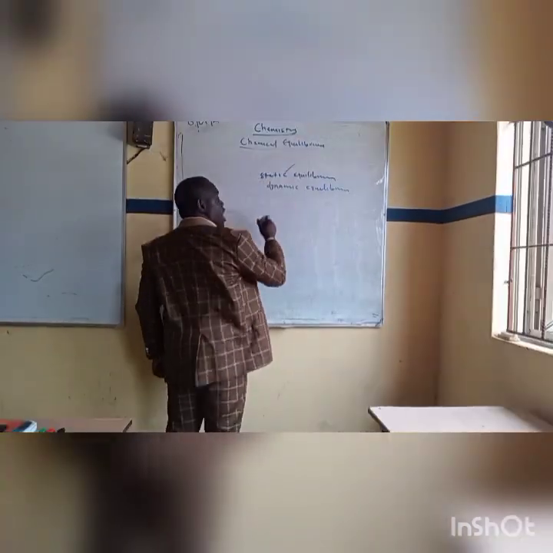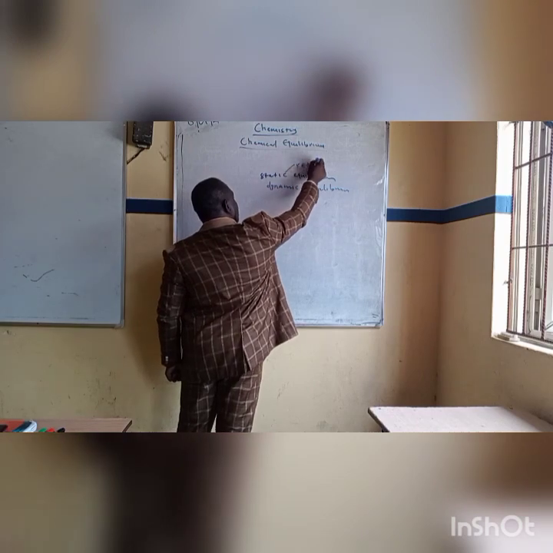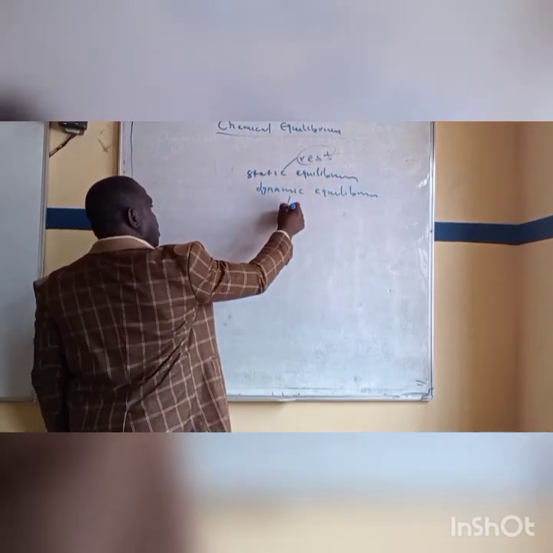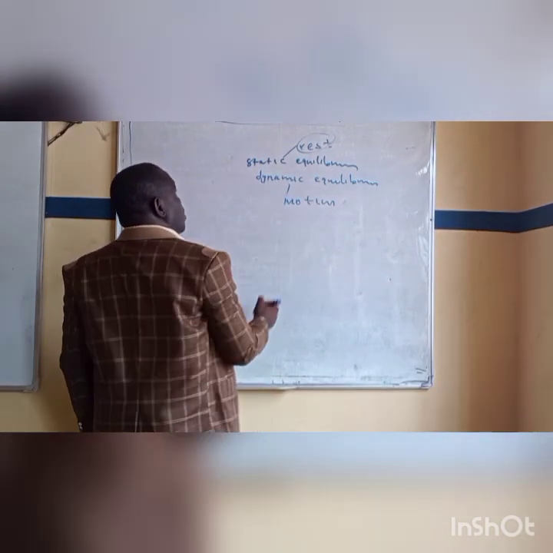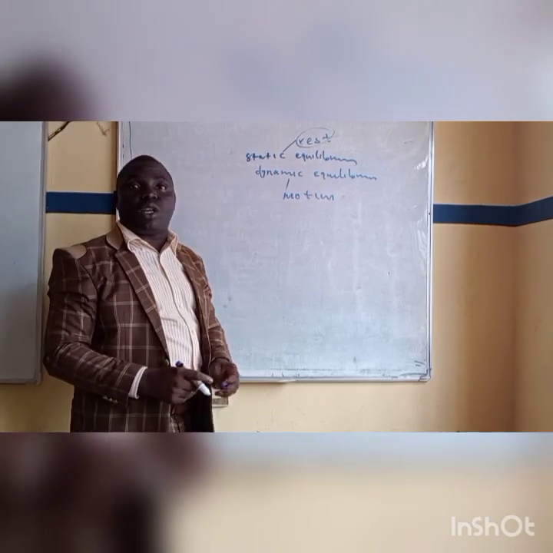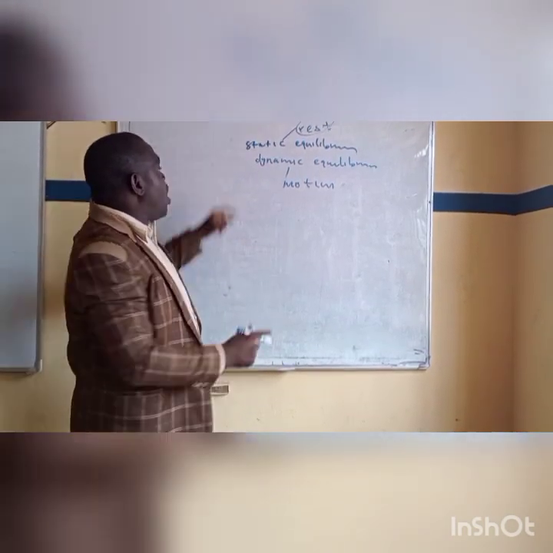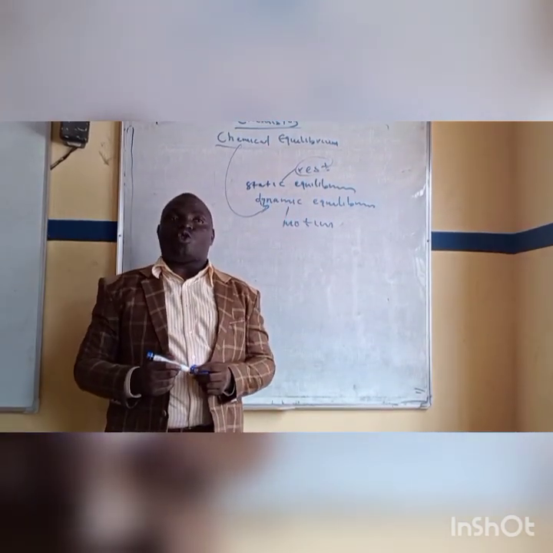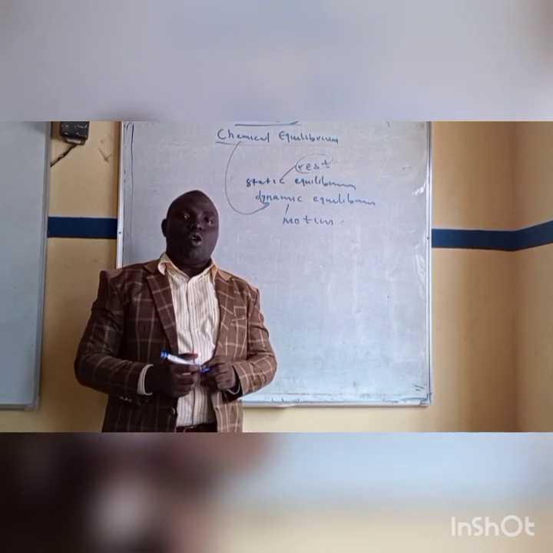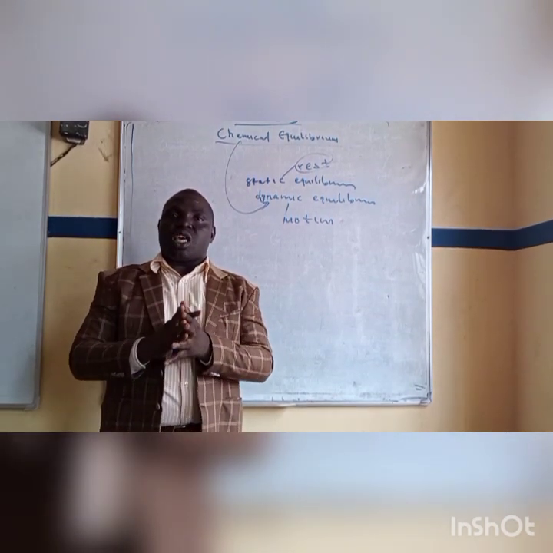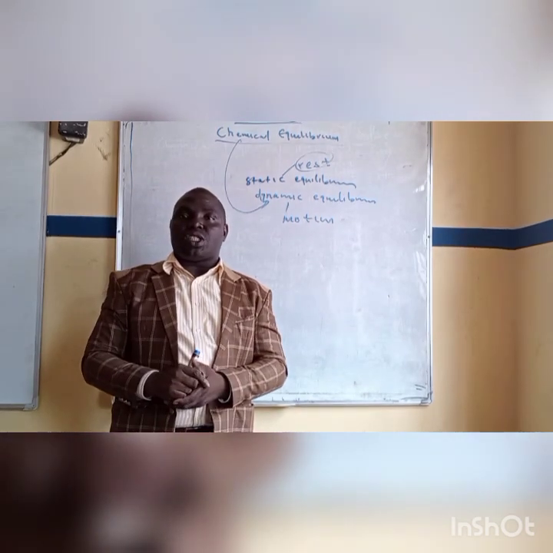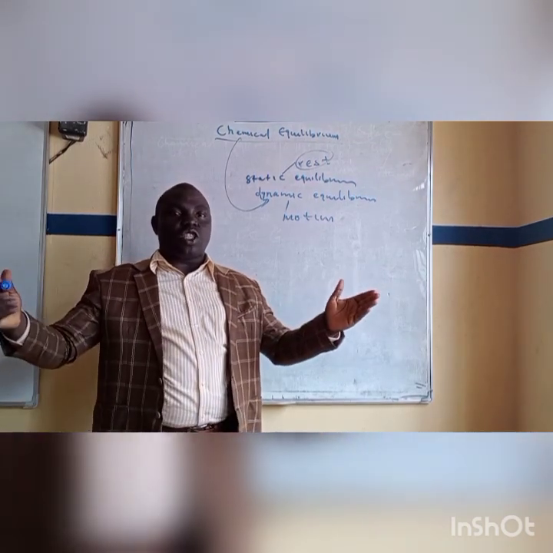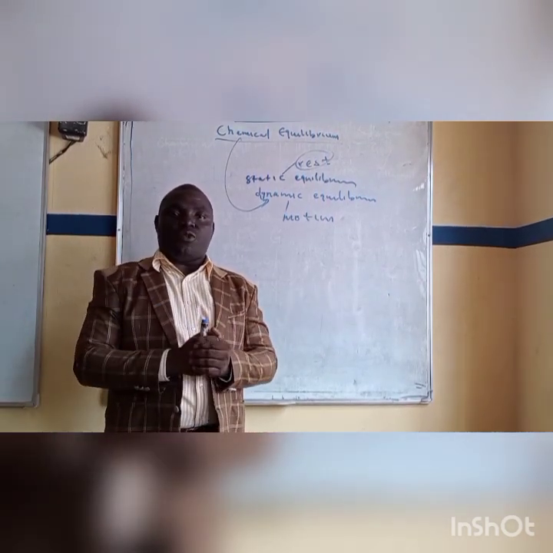Static equilibrium is the one at rest, from the word static, at rest, while dynamic equilibrium is the one in motion. Since we're considering chemical equilibrium, it happens to be a dynamic equilibrium. At what condition can chemical equilibrium be established? That's a beautiful question you need to ask. There are various conditions, but let's consider four or five of them.